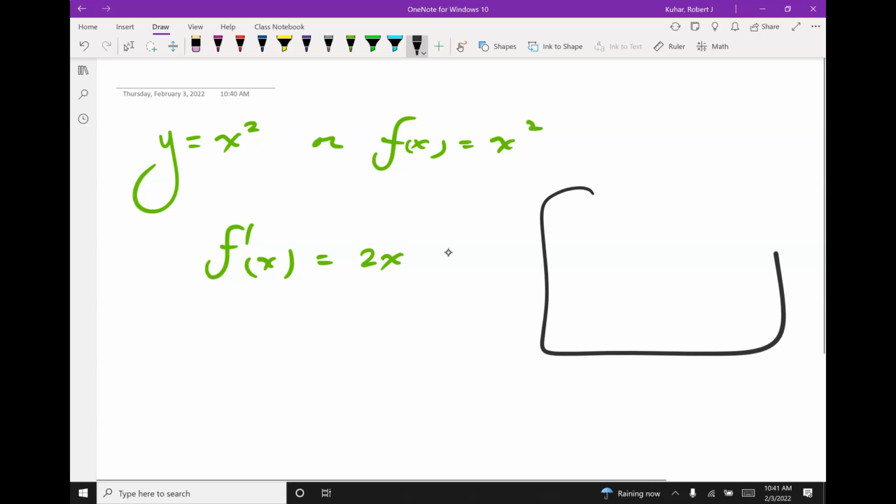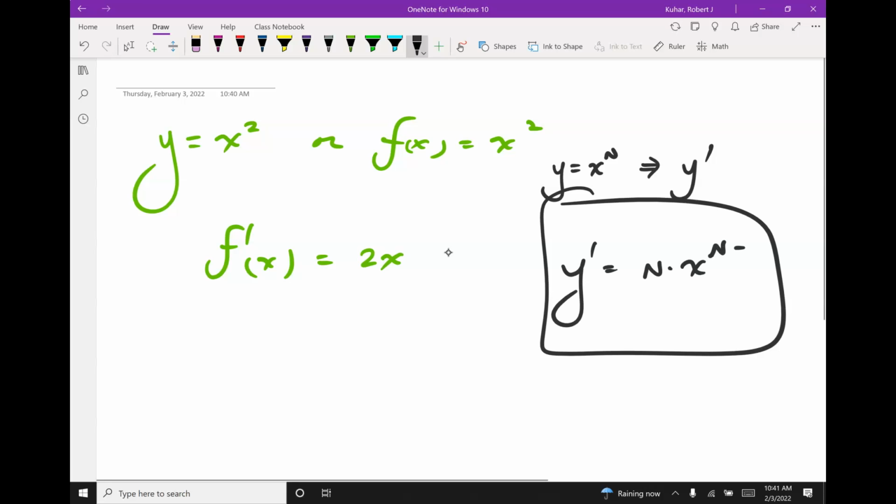The secret shortcut on a polynomial: if y equals x to the n, y prime is n times x to the n minus 1. y prime is the same as f prime. You okay with that? f prime of x, y prime, same thing. Remember when we learned functions and you asked, what the hell is f of x? It's just y, right?